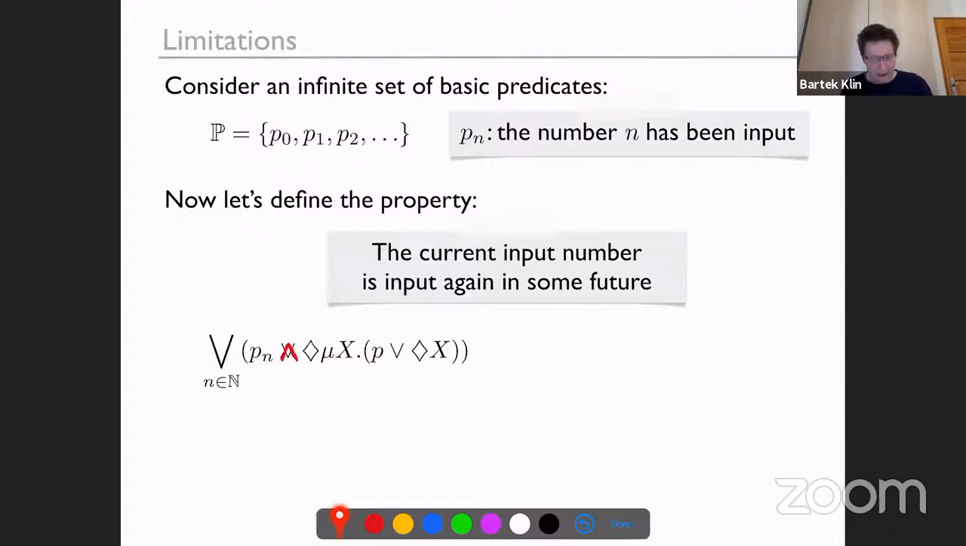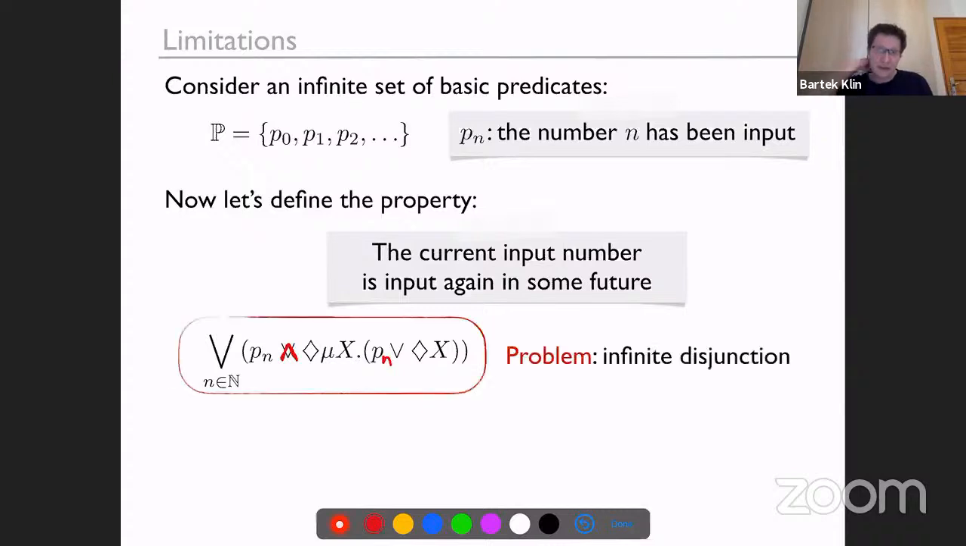And then if I take a huge disjunction over all natural numbers, this is supposed to define the property that I'm talking about. And there's another mistake. Thank you for this remark in the chat. They should be Pn. Now this morally defines the property that I want to formulate, but formally it's not in the syntax of the μ-calculus because of the infinite disjunction.